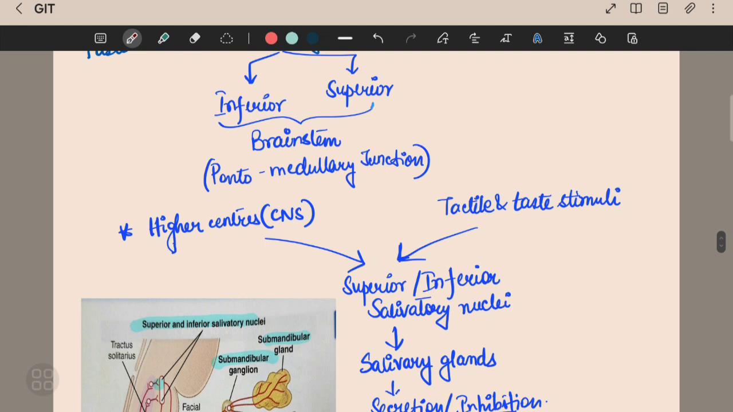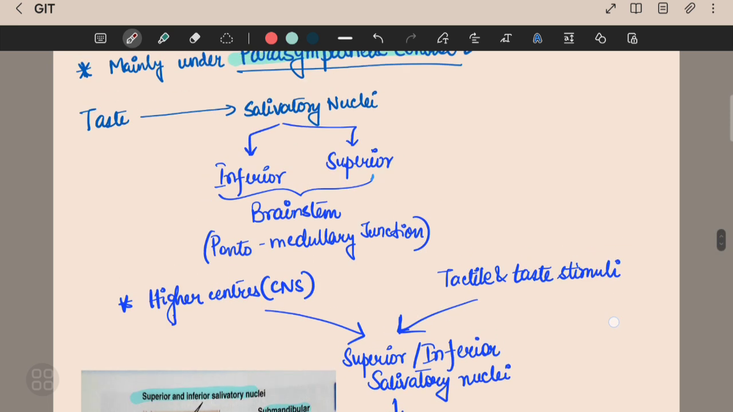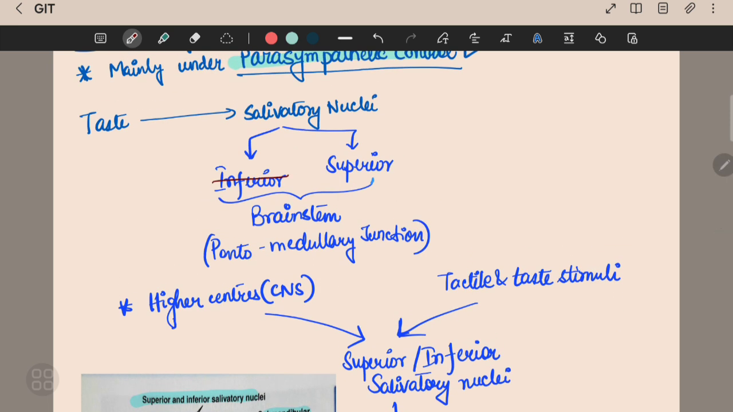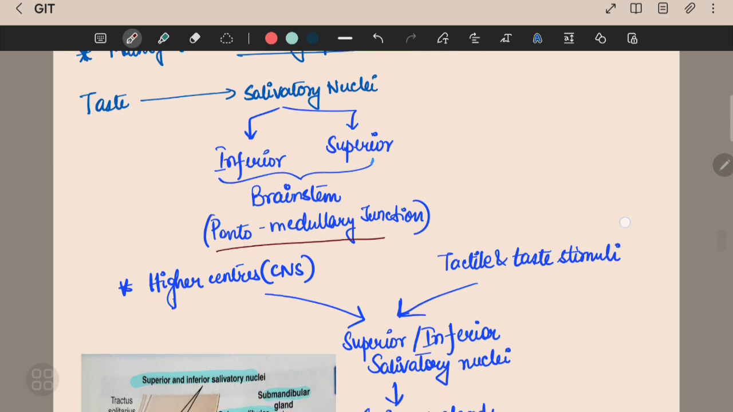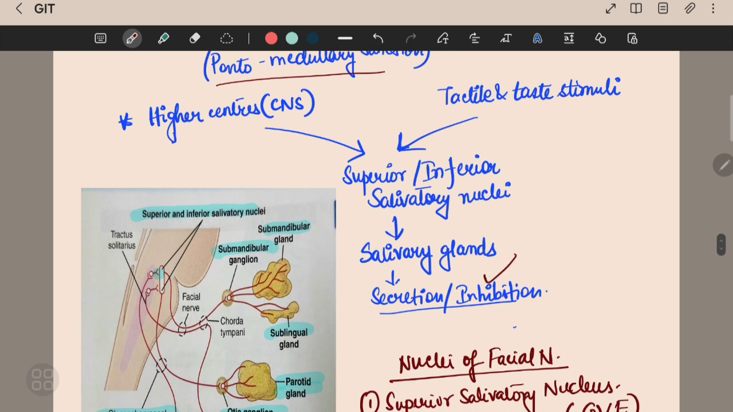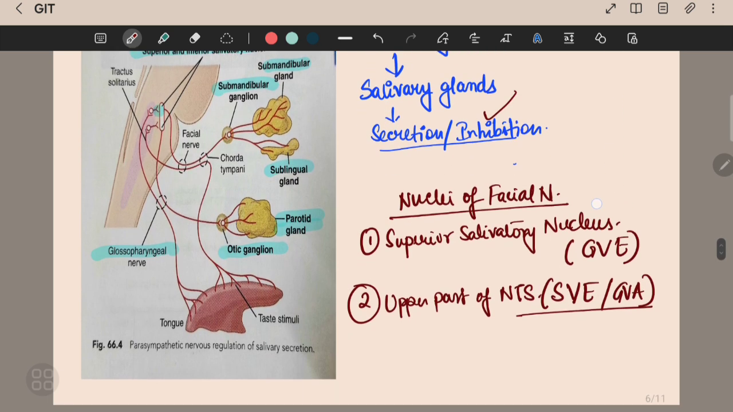Whenever you are tasting any food, you start to salivate. Whenever you are thinking of any food, you will also start salivating. Whenever you get the smell of the food, at that point also you will start salivating, if you know the smell, if your brain recognizes the smell of that particular dish. So there are mainly two types of salivatory nuclei, inferior and superior salivatory nuclei, mainly located at the pontomedullary junction. They can either secrete or inhibit depending on the stimuli present.